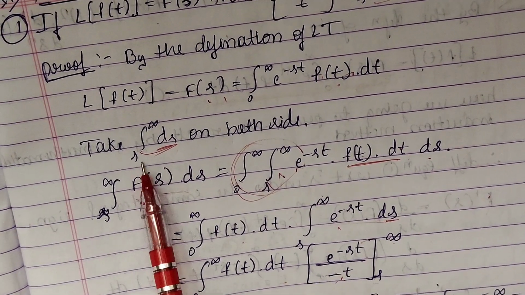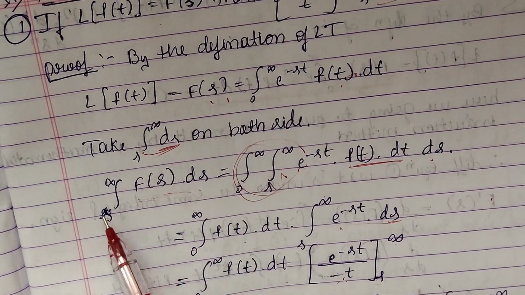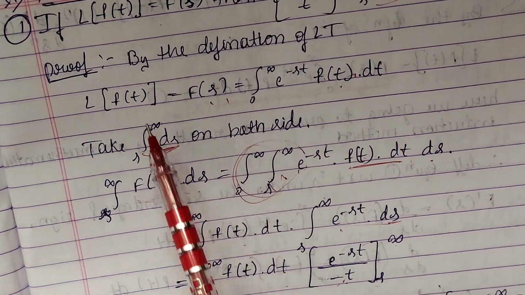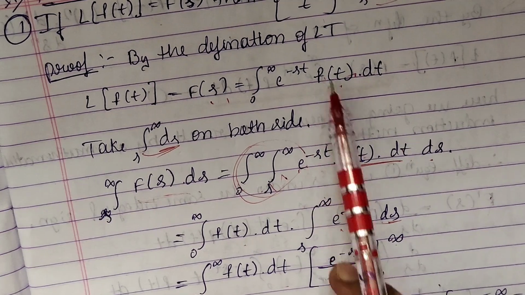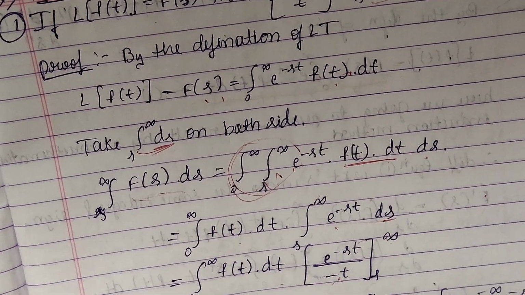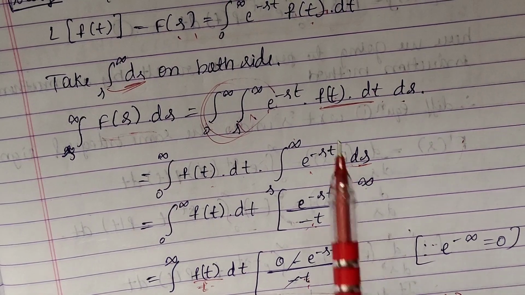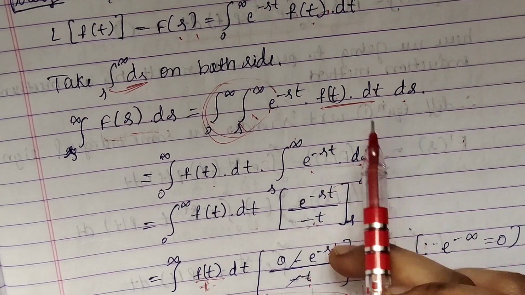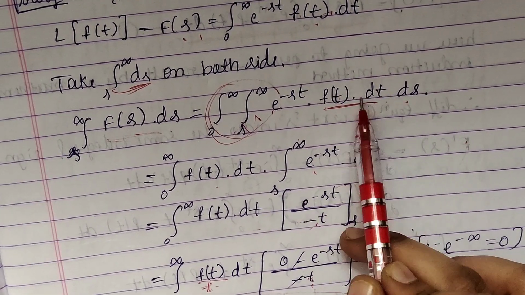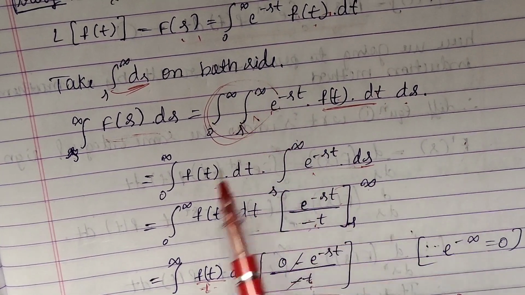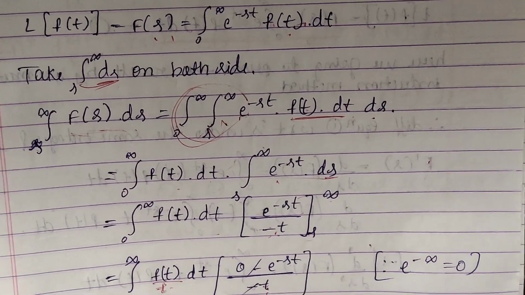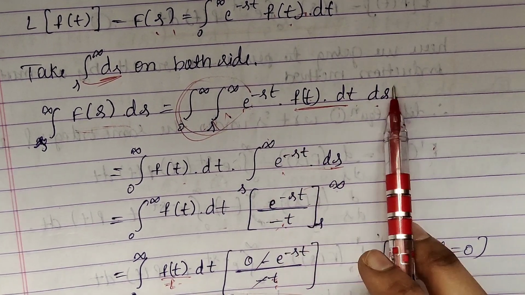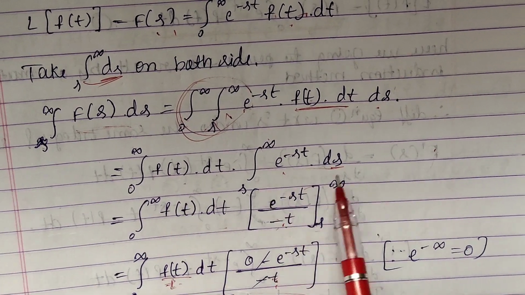When we multiply this, in the LHS we get the integral from s to infinity of F(s) ds, which is equal to the integral from 0 to infinity of the integral from s to infinity of e^(-st) f(t) dt ds. Now we make the t terms on one side and the s terms on the other side. Here the t terms are f(t) dt, and the s terms have their integration. So the integral from 0 to infinity of f(t) dt, into the integral from s to infinity of e^(-st) ds. We take the t terms as they are and integrate with respect to s.